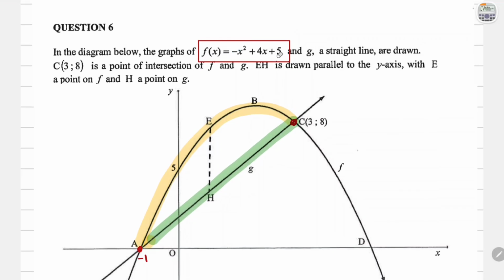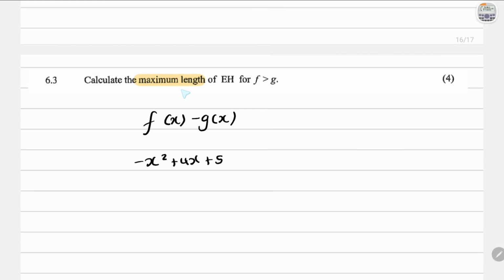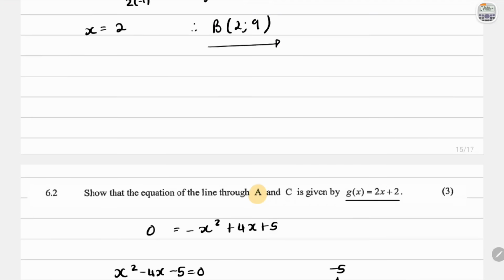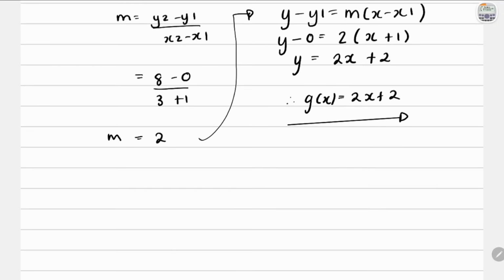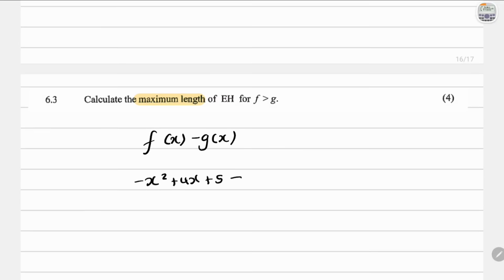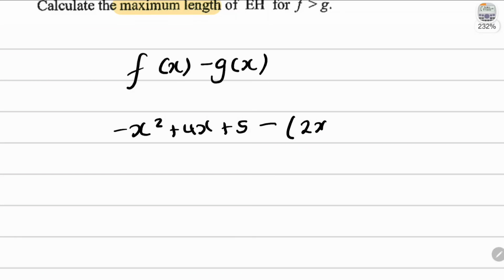That's what we'll say. We know what f of x is, negative x squared, and then plus 4x plus 5. Okay. And we're going to subtract that by g, which we just got. Remember, that's to find the length of EH. That's how we're going to find the length, by saying that graph minus that graph. See them as y values. This y value minus this y value would give you the length of EH. Okay, so that's really what we're doing there. So EH is equal to this, and then minus g of x, we already found that to be 2x plus 2. So you can say minus (2x plus 2).